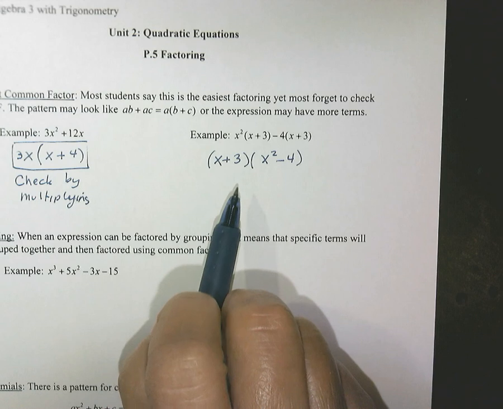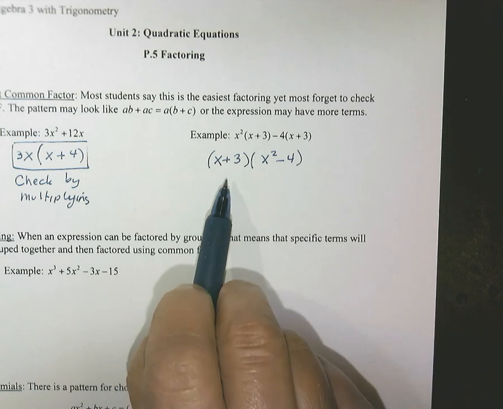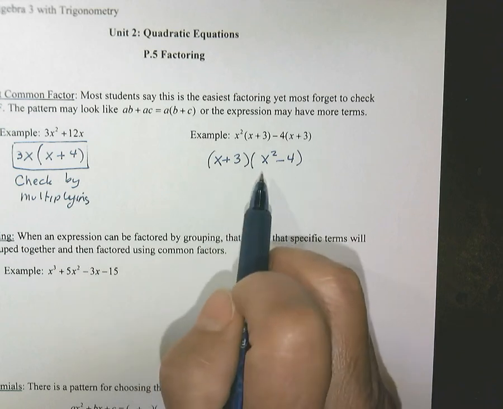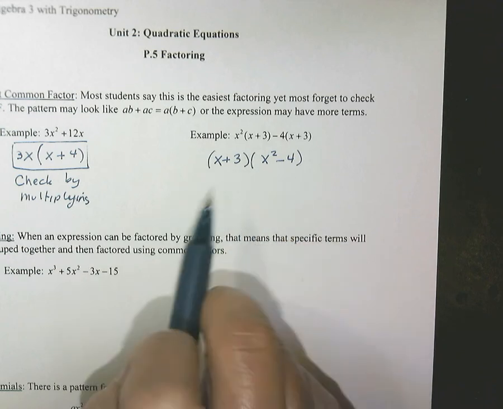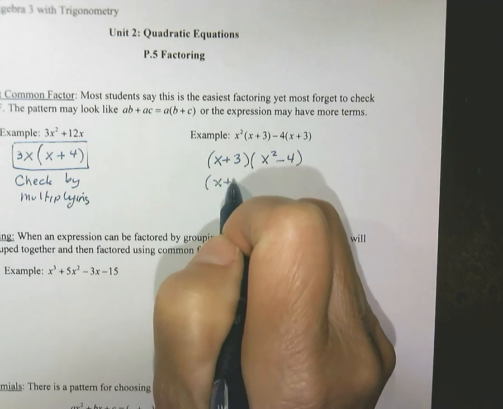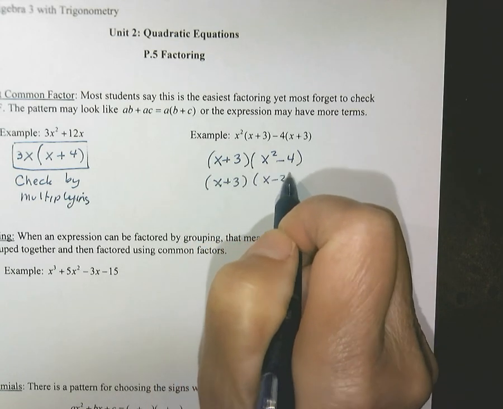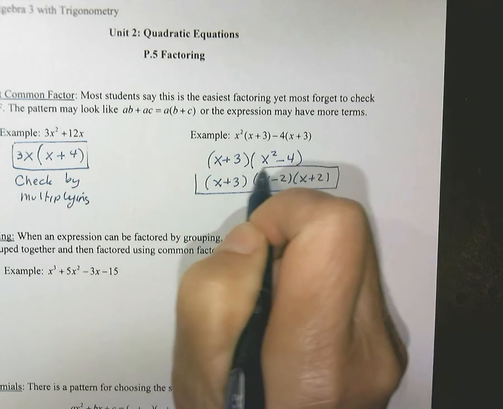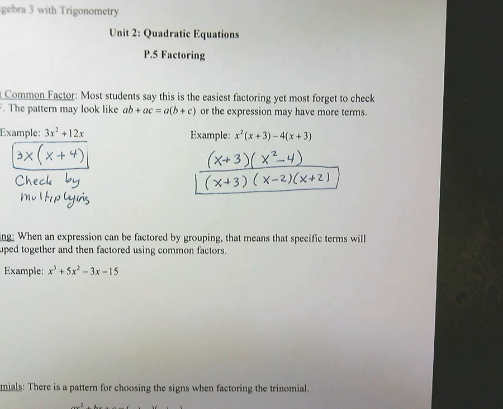In Algebra 2, you also then continued factoring. Once you factor something, you continue to look at it and see if it can be factored more. This one can be. This x squared minus 4 will factor again. It's a difference of squares. So I'm going to factor x plus 3, x minus 2, x plus 2. And I would check it by multiplying.